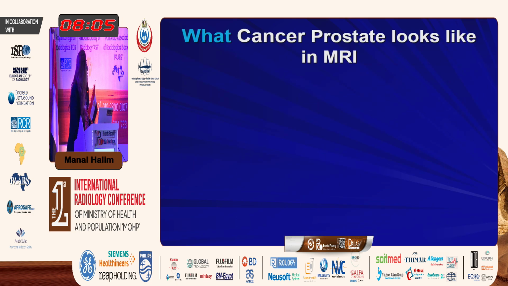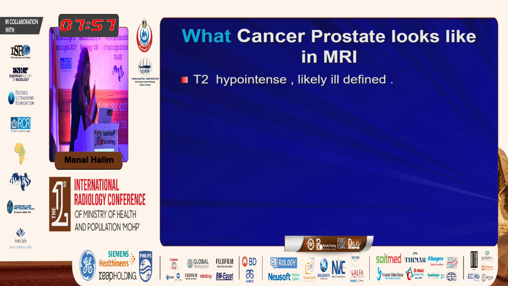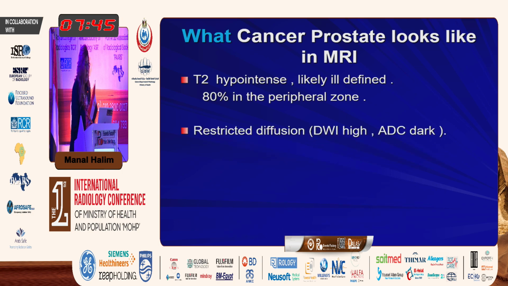What does prostate cancer look like in MRI? What is the typical appearance of prostate cancer in MRI? First, as we said, it's a hypointense focal lesion in T2 weighted images, and it's likely ill-defined. Second, as we said, 80% of cancers originate from the peripheral zone. And third, restricted diffusion. By restricted diffusion, as I said before, I mean high signal on diffusion weighted images and dark ADC, and it enhances after contrast administration.